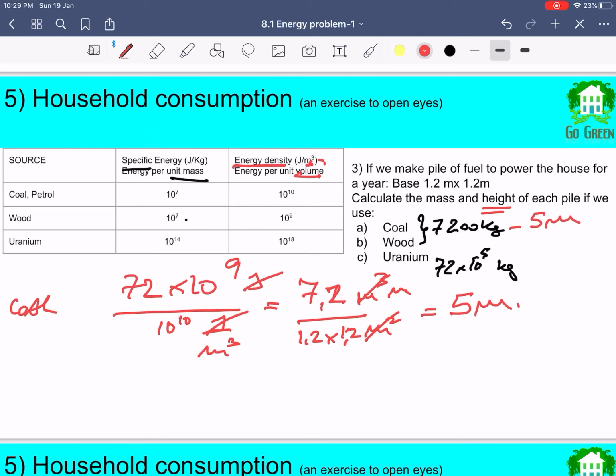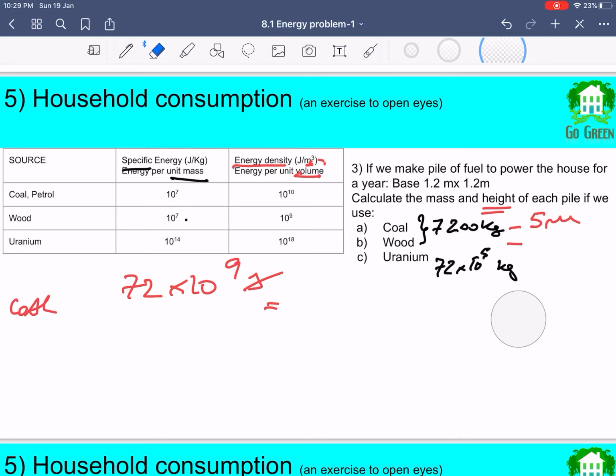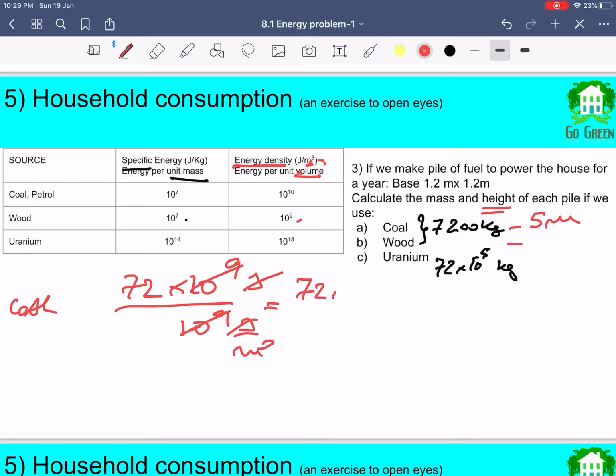What happens if we do the same thing for wood? For wood, it is exactly the same process, but we divide by the energy density of wood, which is 10 to the 9 joules per cubic meter. It's 72 cubic meters, divided by the area, 1.2 times 1.2 square meters, and this gives us 50. 10 times higher, 50 meters. So if we do it with wood, we have 50 meters.